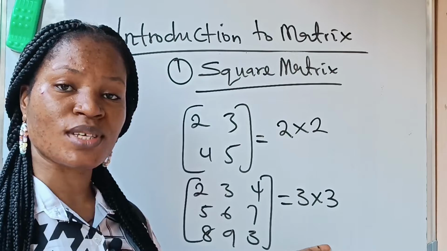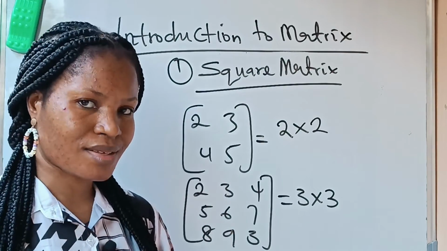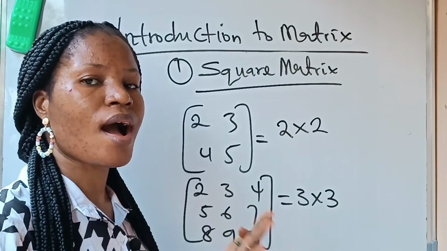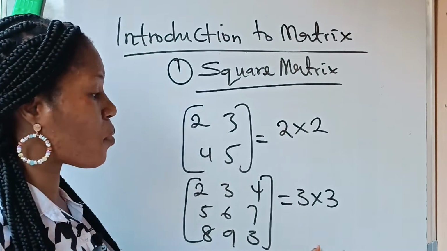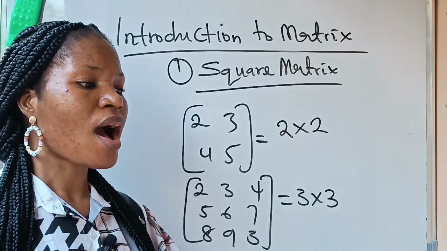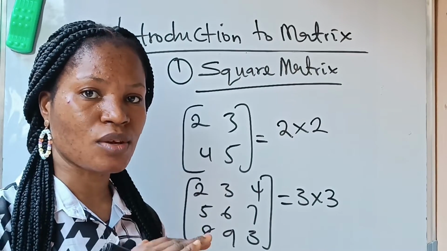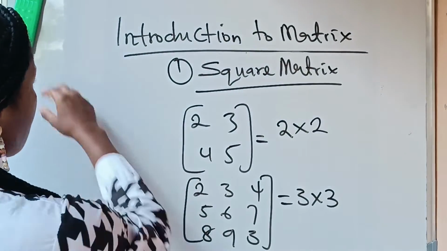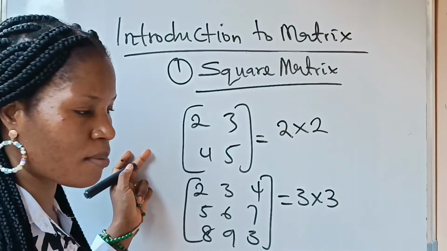You see why I asked you to get your pen and paper, because you need to jot down so many things that you need to go back to and use to refresh your memory when time comes. And if you are preparing for an exam, this is a way for you to refresh your memory and to study this particular topic in a very fast and easy way. Okay? All right. Now, I believe with this, you know what a square matrix is all about.